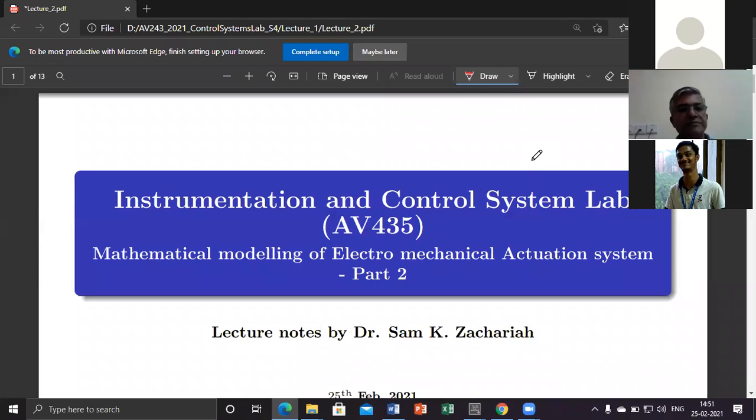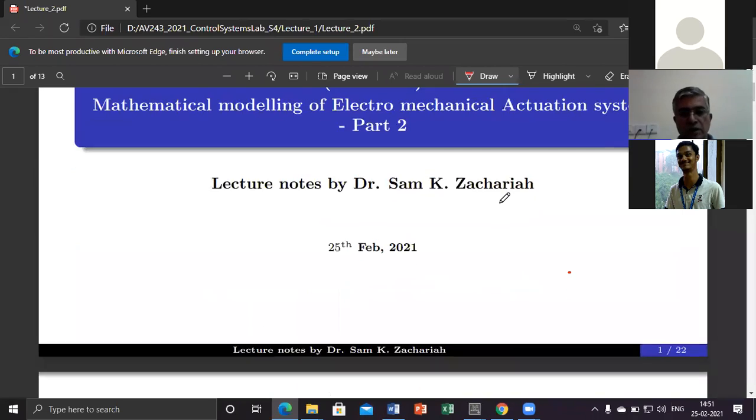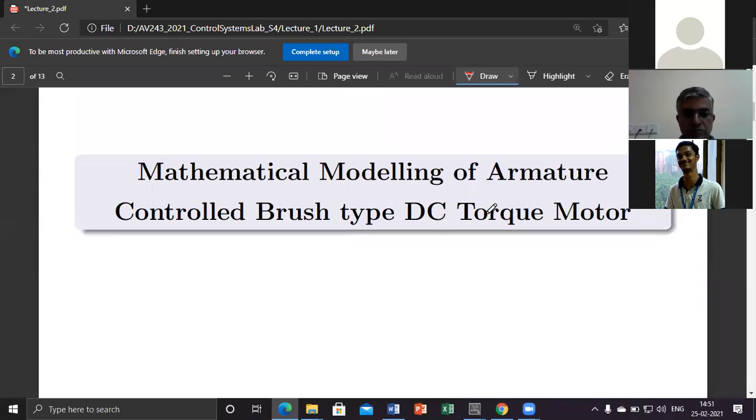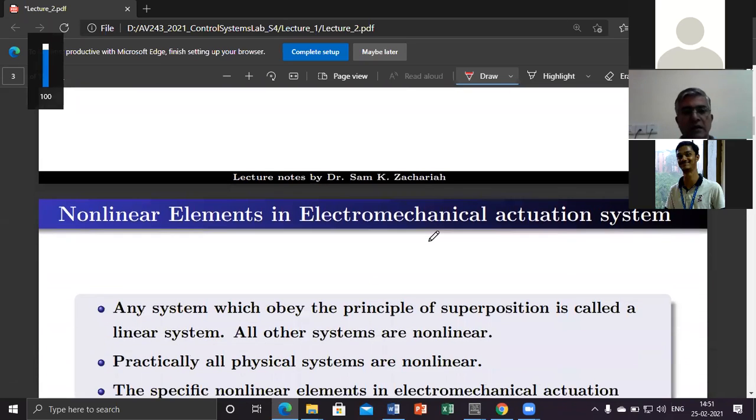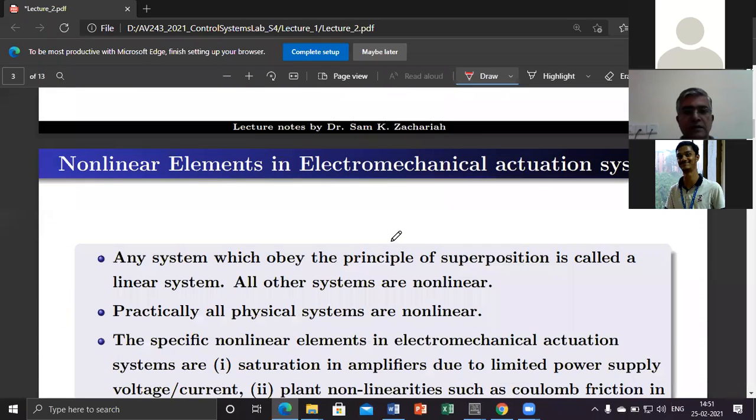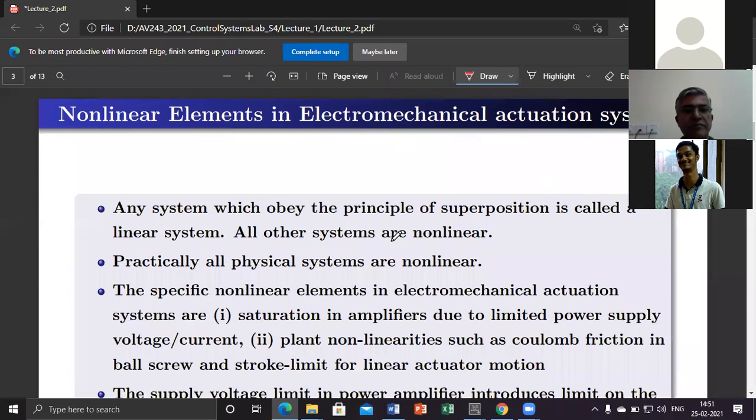Okay, let us start. Today we'll be going to the second part of the mathematical modeling of brush type DC torque motor. That is the nonlinear elements in electromechanical actuation system.